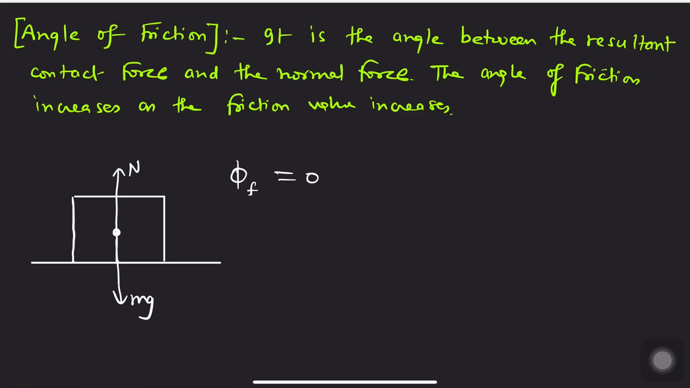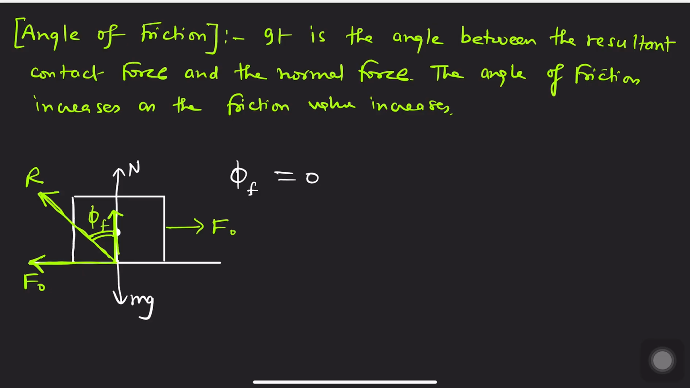But suppose I apply a force in this direction, f naught, and let's say for right now the body is not sliding. In that case the friction value will also be f naught. So this is your friction force and this is your normal force, and you will get the resultant contact force. This angle is known as phi f, your angle of friction. I hope you got it.